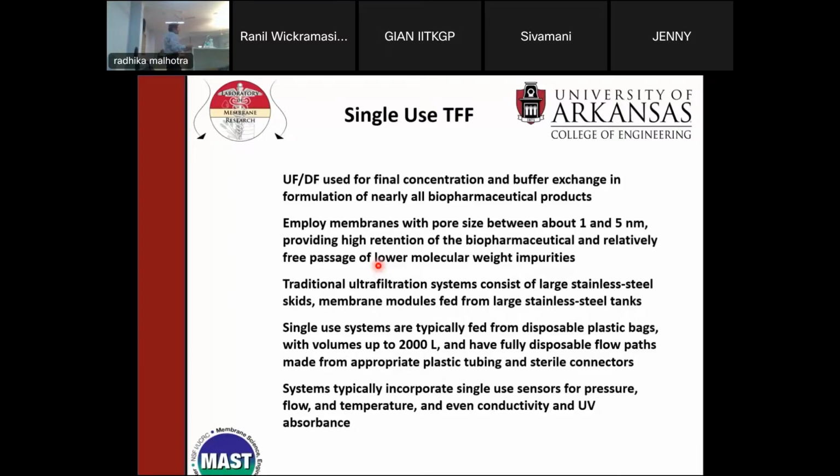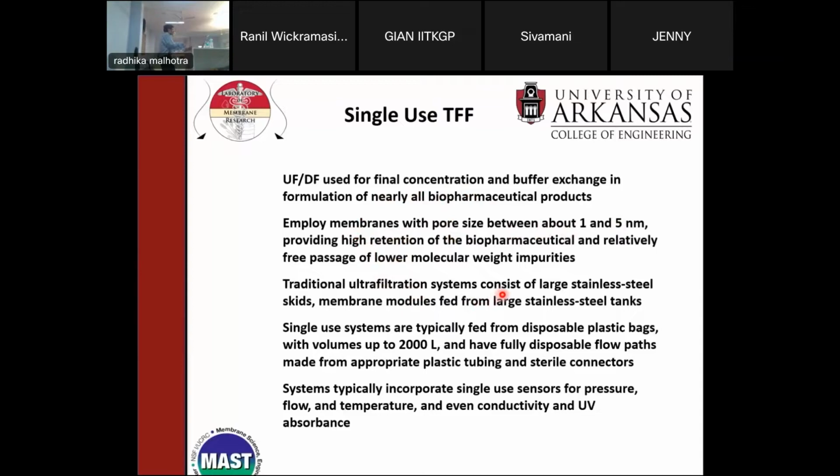So UFDF is used for concentration and buffer exchange, we saw that earlier, in formulating bioreactor products. They employ membranes with pore sizes of about 5 nanometers, which provide retention of the product and passage of lower molecular weight impurities.